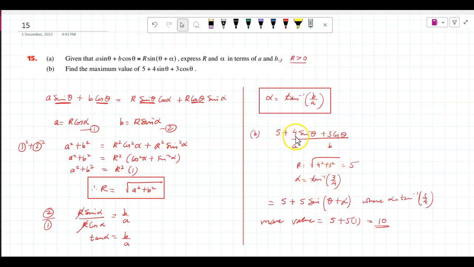To combine these two functions into a single function. The whole idea is we are combining your a sine theta plus b cos theta into a single sine function. So this is an important sum, right? It is very, very important.